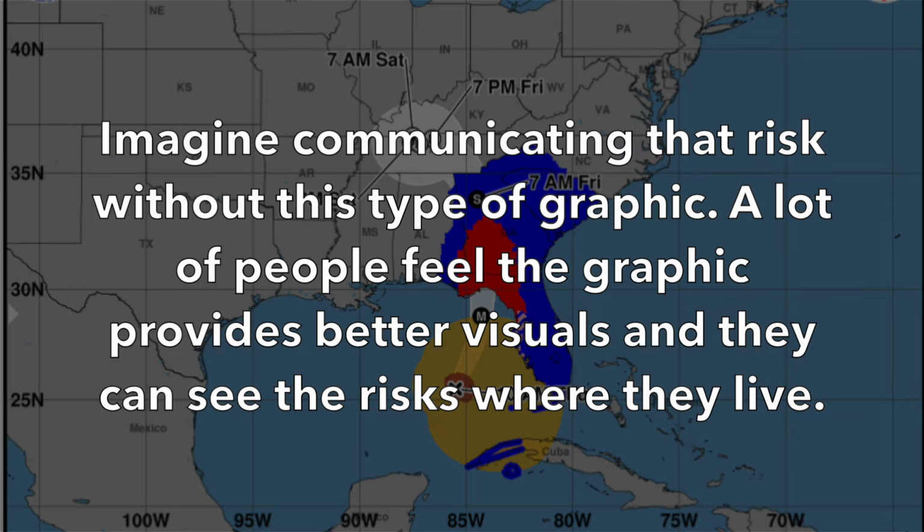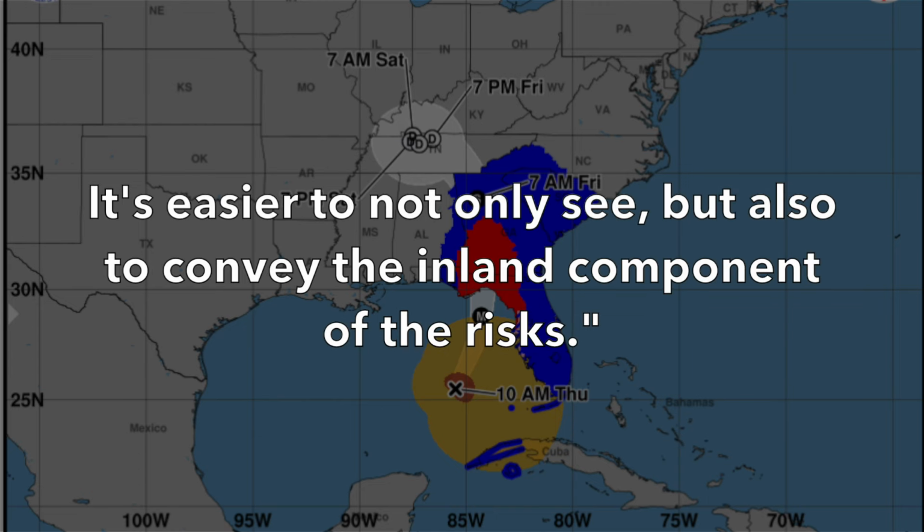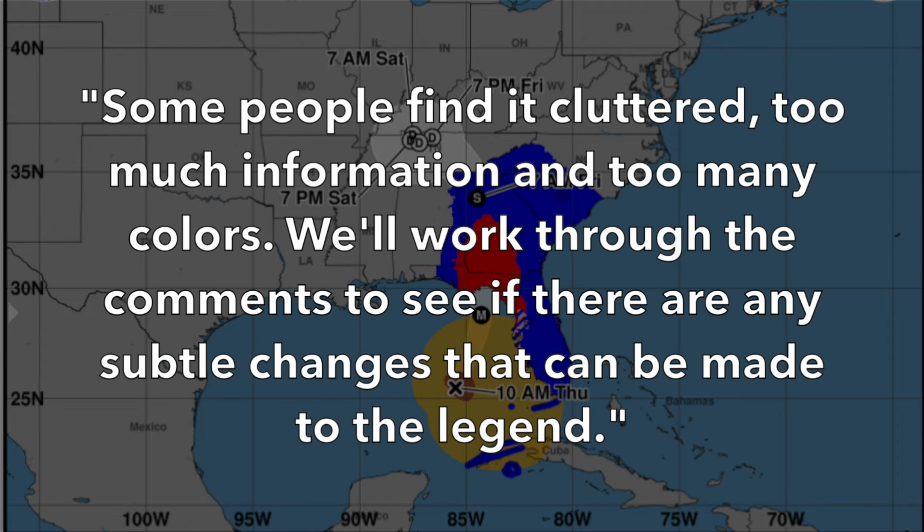A lot of people feel the graphic provides better visuals and they can see the risks where they live, Rome said. It's easier to not only see, but also to convey the inland component of the risks. And although there have been some positive feedback comments, there have also been some negative ones. Some people find it cluttered. Too much information and too many colors, Rome said. We'll work through the comments to see if there are any subtle changes that could be made to the legend.